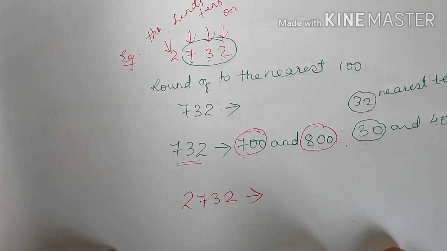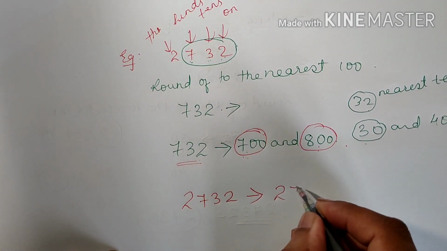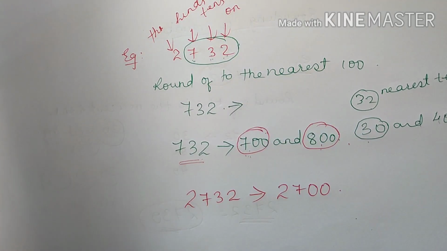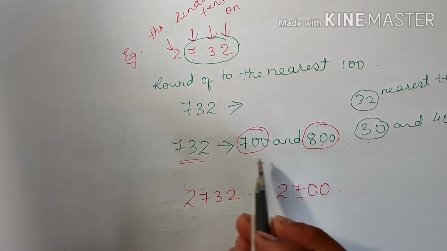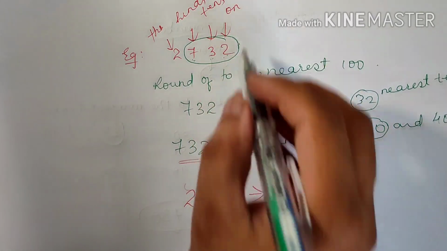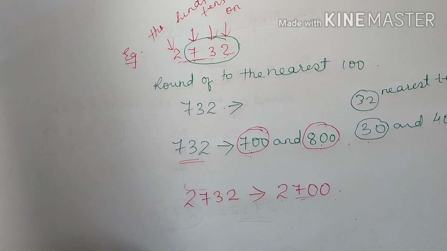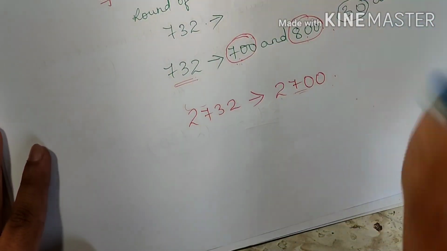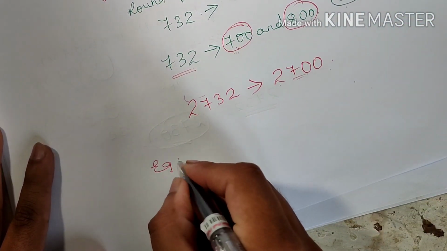So when we write the nearest 100, what will be the answer, students? 2700, isn't it? So we know that 700 is the nearest, so we take 2700 as the nearest 100 to this number, 2732. Now let's take 1000. Hope it is clear now, so I think you can answer it yourself.